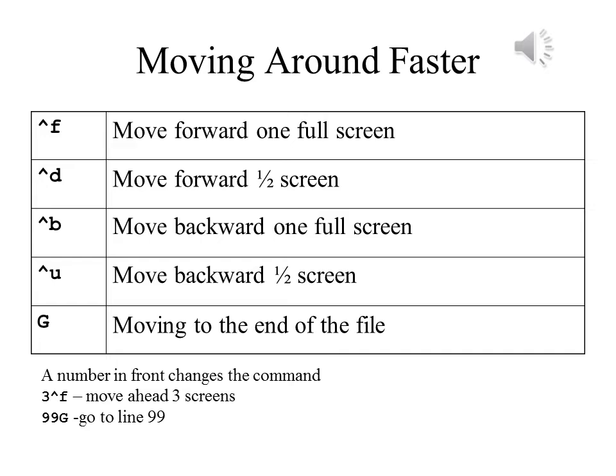Similarly, Control B will take us backward one whole screen. And again, Control F forward, Control B backward. Control D will move us forward half a screen. Control U will take us backward half a screen. G will take us to the very end of the file.